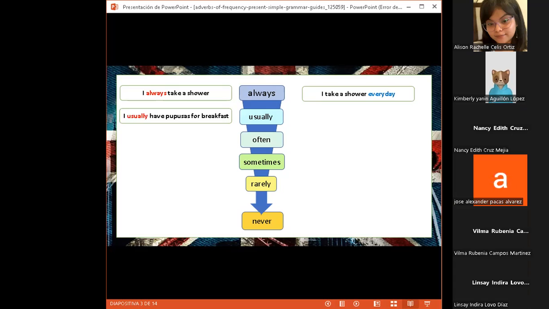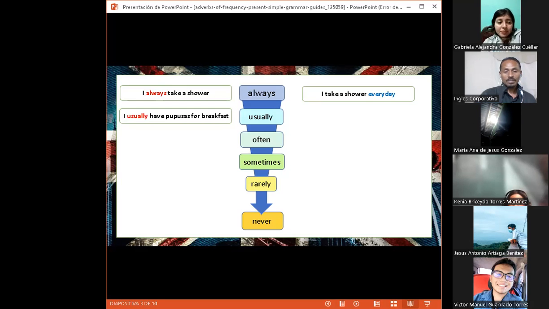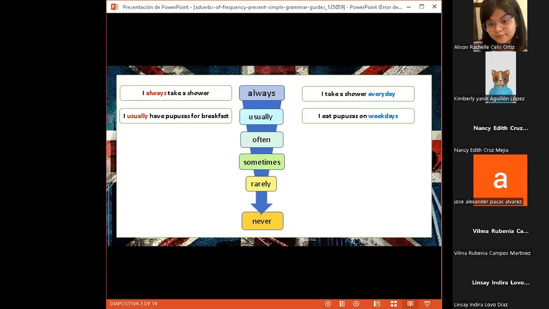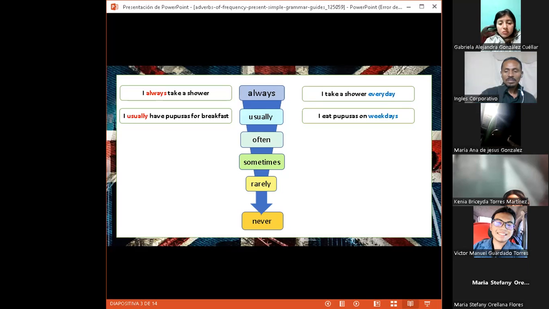I usually have pupusas for breakfast. Usually, I eat pupusas on weekdays. Weekdays, como decimos entre semana o los días de semana: Monday, Tuesday, Wednesday, Thursday, Friday. Weekdays, 5 days. On Saturdays and Sundays, I eat tamales de gallina.